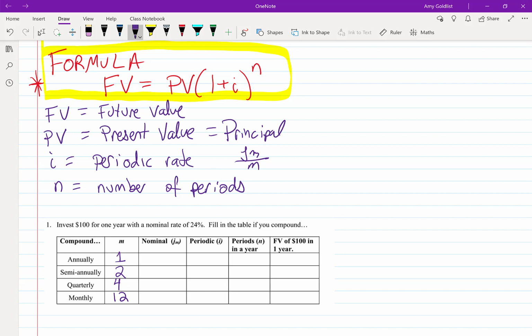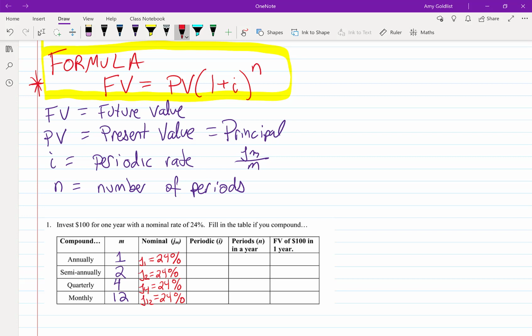Now I'm going to write in the nominal rate. Annual means J1 equals 24%. Semi-annual, J2 equals 24%. Pause. Hopefully you have written in J4 equals 24% and J12 equals 24%.